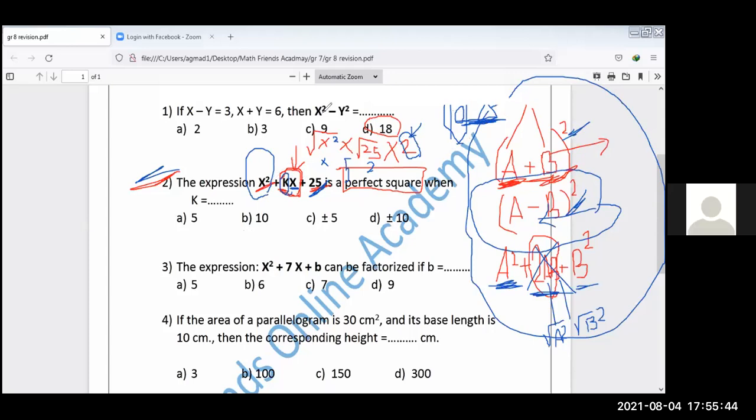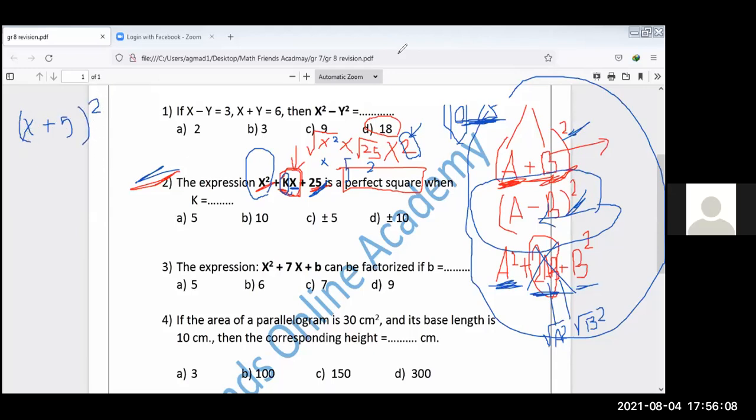I still didn't understand it. Do you remember the perfect square? Yes. How can we factorize the perfect square here? If I have x plus 5, all of it squared, now I need to factorize.